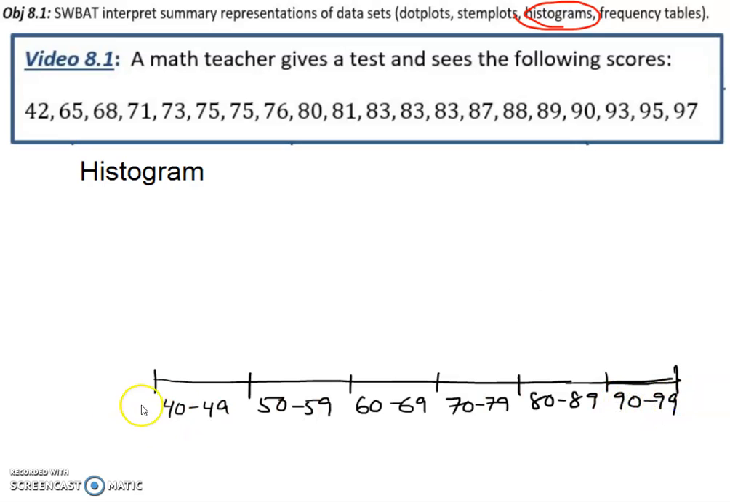So after you've finished, you notice that these are the exact same as the frequency table, and I did that on purpose. The frequency table basically is a histogram. A histogram is a frequency table in picture form. So the y-axis of this is going to be frequency.